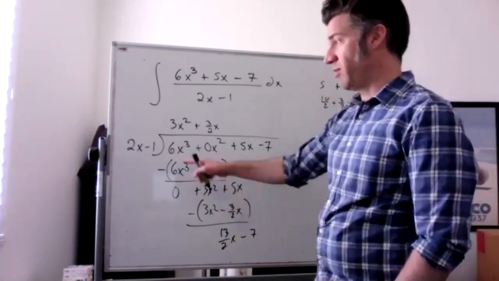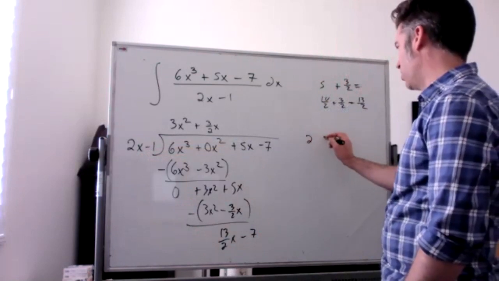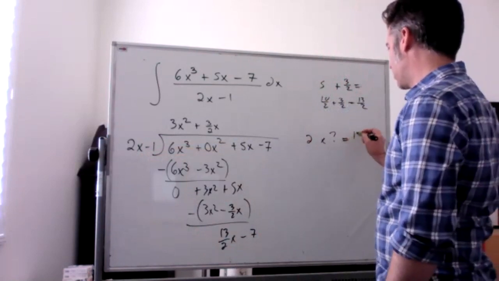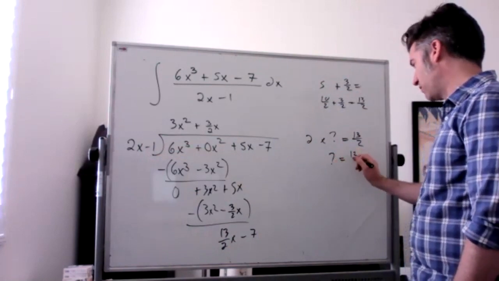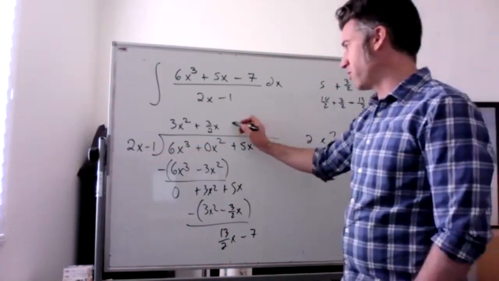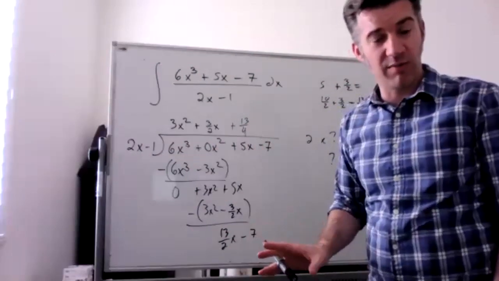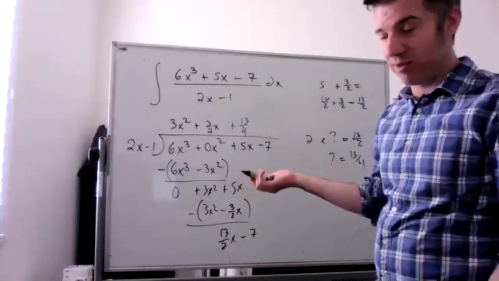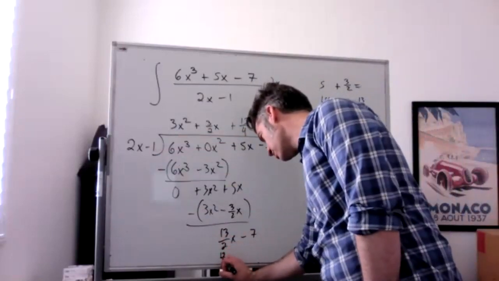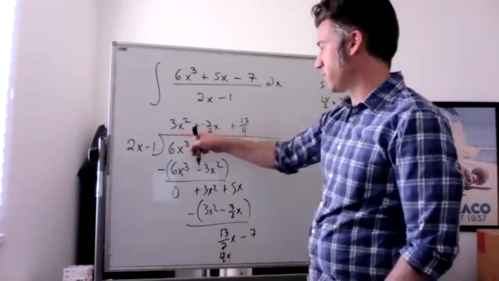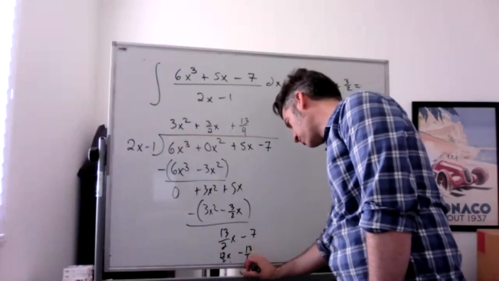Okay, what do you multiply by 2 to get 13 halves? 2 times what equals 13 halves? We'll divide both sides by 2, and you get 13 fourths. So you're going to have 13 fourths up here, right? Usually the people writing these problems have done a better job of planning them out. They don't get quite that gnarly numbers here. But 13 fourths times 2x is 13 halves x. And 13 fourths times negative 1 is minus 13 fourths.